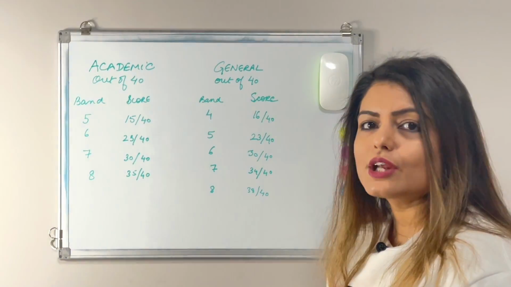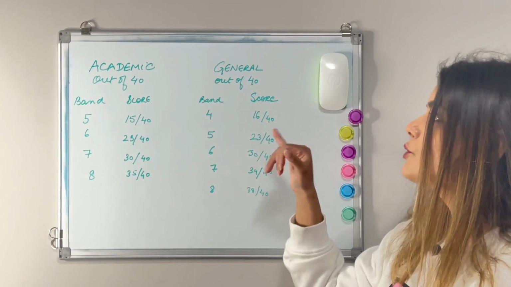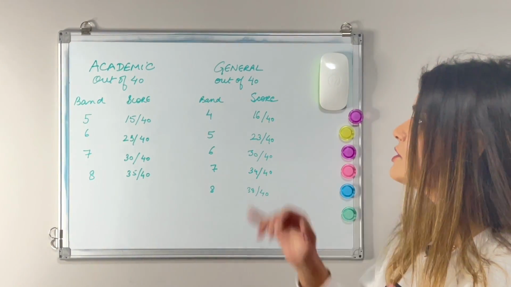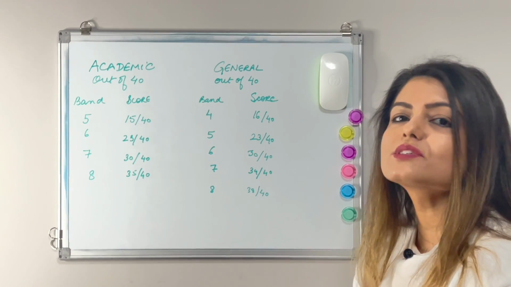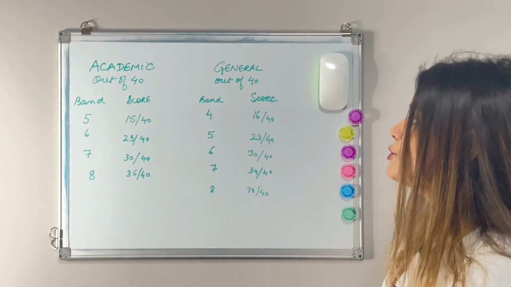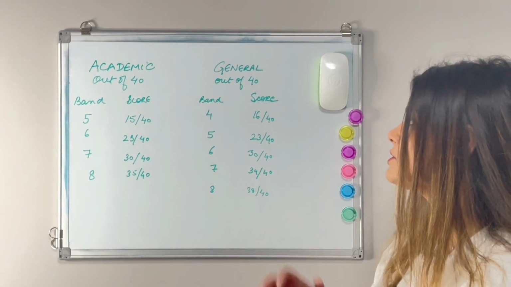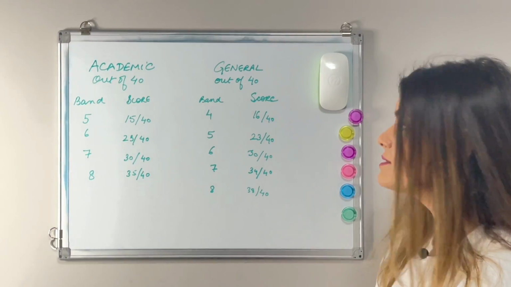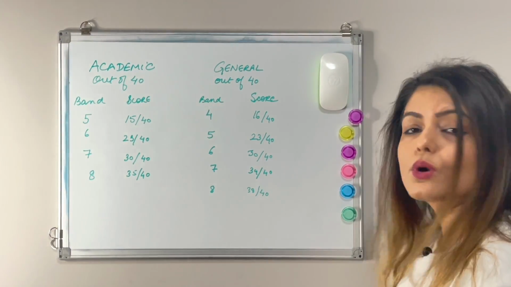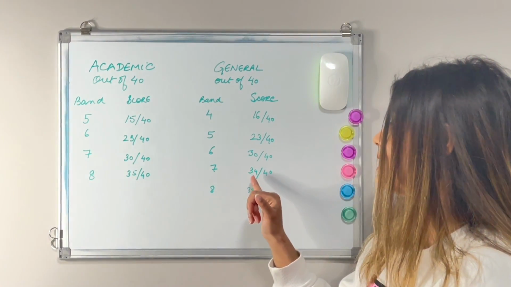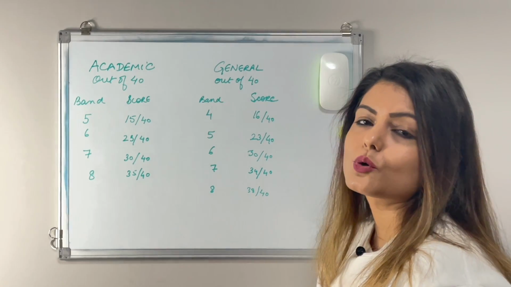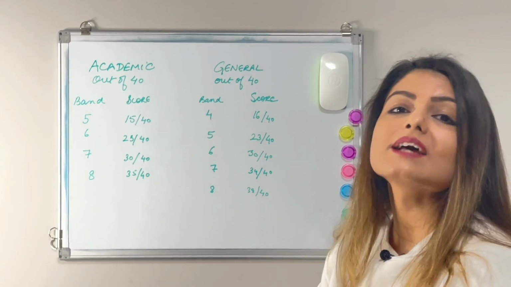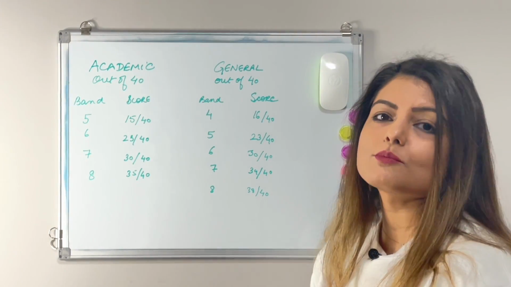Similarly, if you are giving a general exam and your score is 16 out of 40, your band score is 4. Between 16 and 22, the band score remains 4. The moment you get 23 out of 40, your band score becomes 5. Anywhere between 23 and 29, your band score remains 5, but the moment you get 30, your band score becomes 6. Between 30 and 33, your band score remains 6, but the moment you get 34, your band score becomes 7. From 34 to 37, your band score is 7 only, but the moment you get 38 out of 40, your band score becomes 8. So this is the marking system of the reading module.